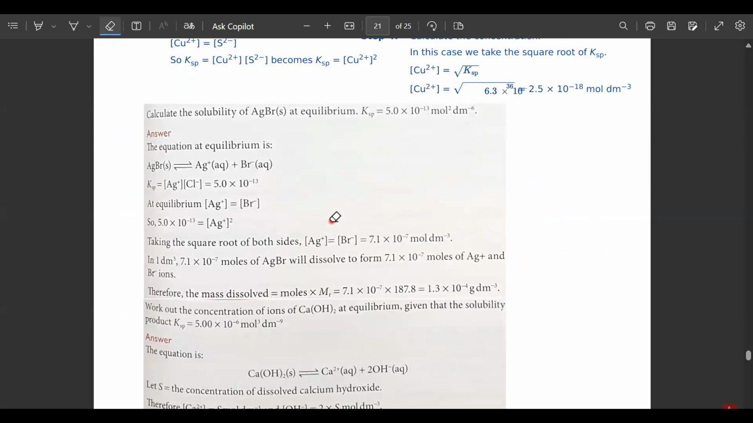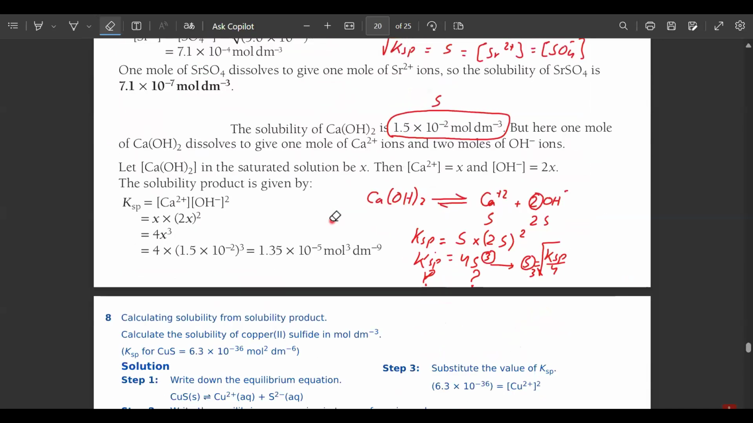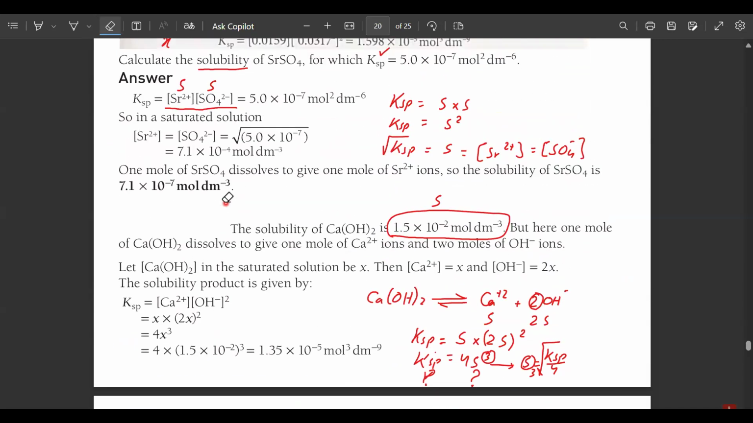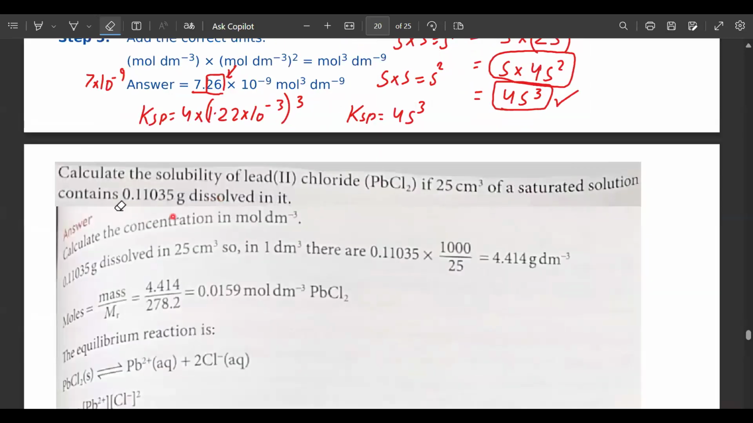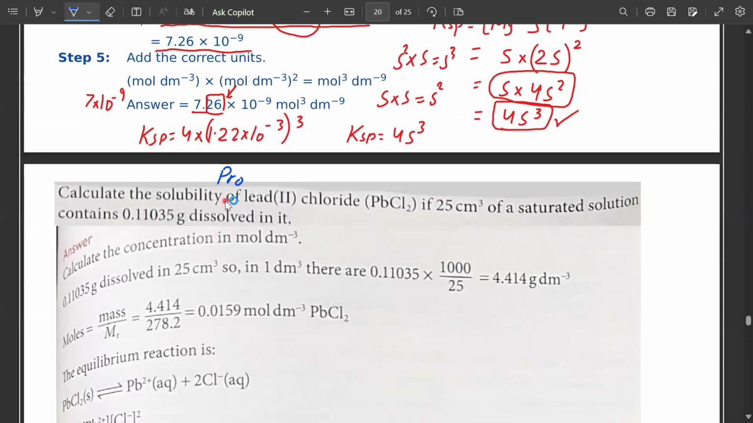Okay, now let's go through some more examples of the KSP. So this was the equation over here. This is a question: calculate the solubility of lead chloride if 25 cm³ of saturated solution contains this much gram dissolved in it. There is a slight mistake in this question. It was supposed to be written as calculate the solubility product. The question is about to find the solubility product, KSP. So you have to find the KSP value. You can also do this correction at your side as well.